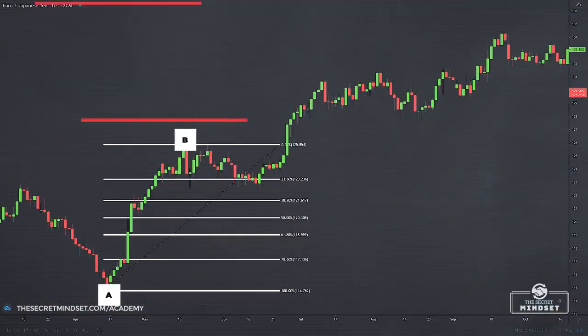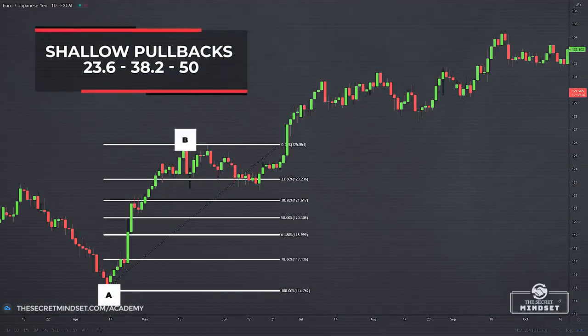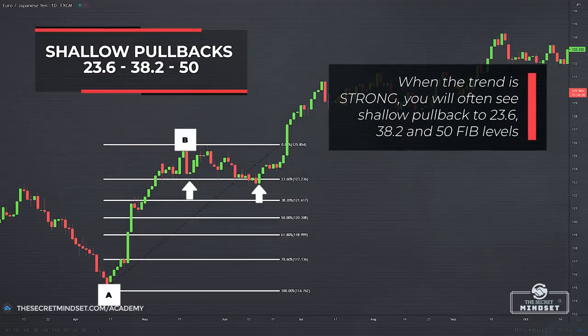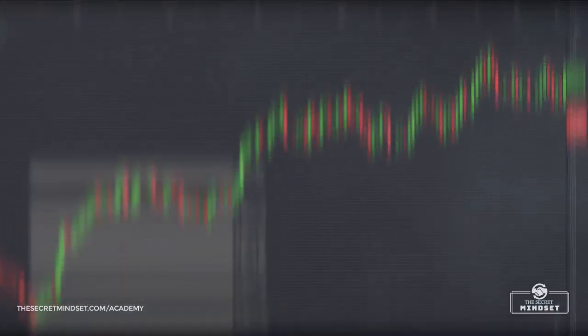Once a trend has clearly established itself, then you'll often see shallow pullbacks to the 23.6, 38.2, and 50% Fib levels, which are very typical before the trend continues. So when the trend is strong, pay attention to these Fib levels.